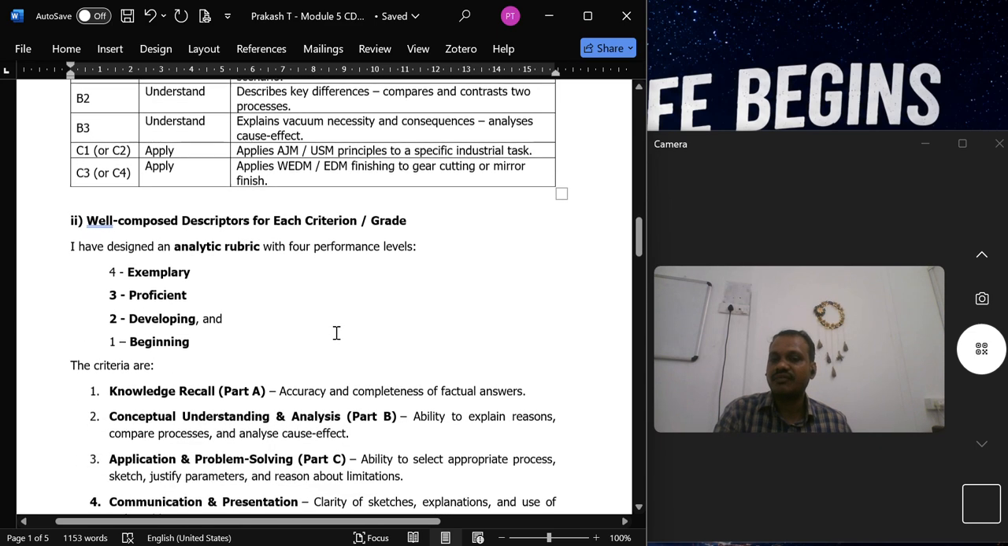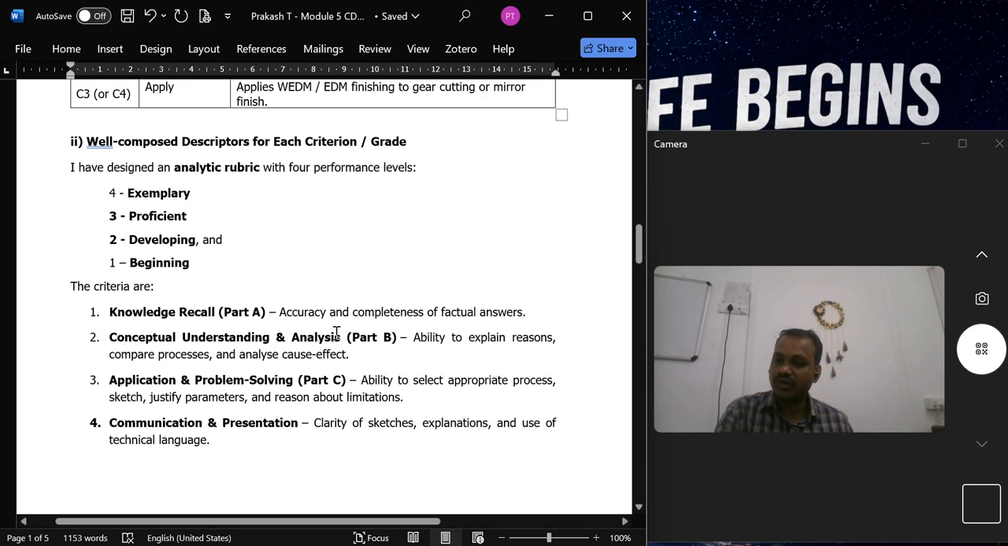Again, for rubrics, I have designed analytical rubrics with four performance levels: exemplary, proficient, developing, and beginner. Again, I have four criteria. For Part A, I use knowledge and recall, as I said, the remember category.